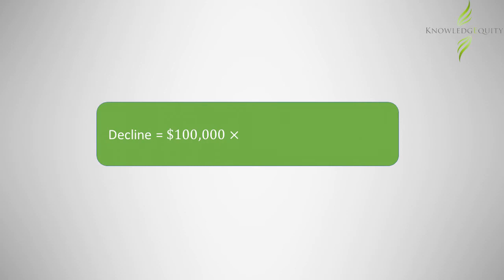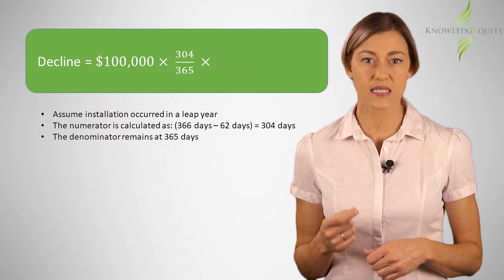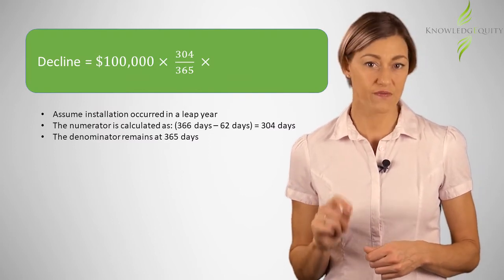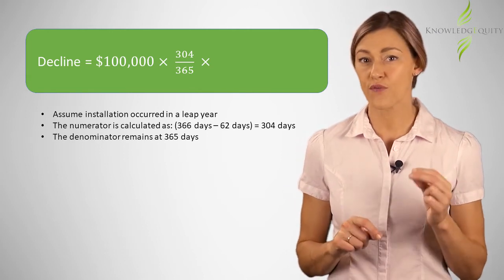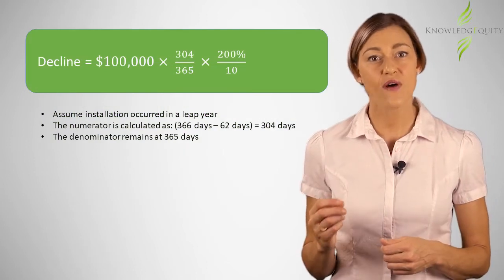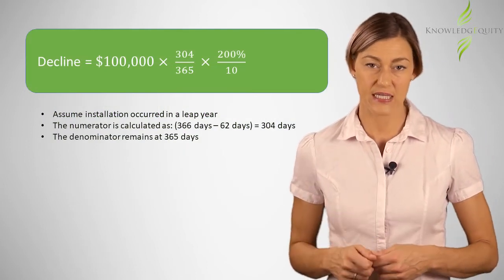The days held is the number of days from installation on the 1st of September to 30th of June, which is 304 days, which we divide by 365. Note that leap days must be included in the days held if we're in a leap year. And then we multiply by 200% divided by the effective life of 10 years.